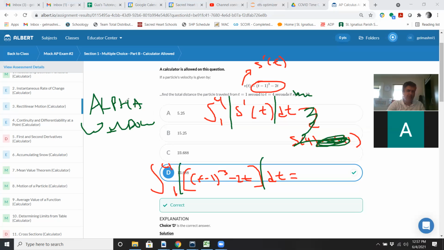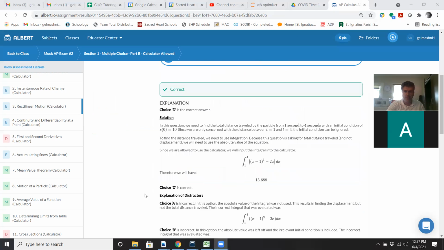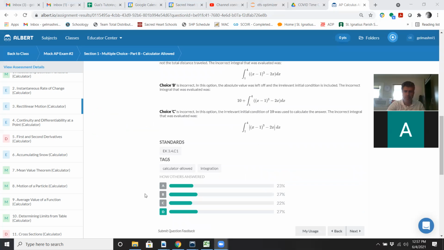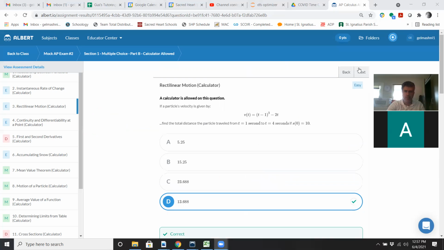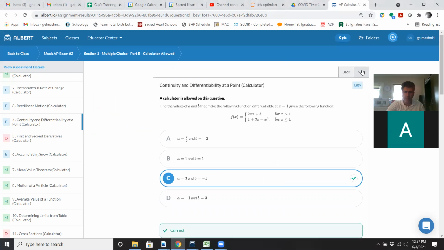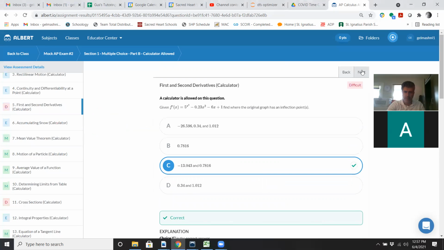So yeah, that was weird that they gave you the initial condition. Rarely does the College Board do something that throws you off, but that's all. Okay, let's see if we can find another calculus-specific question. Okay, that one for sure.